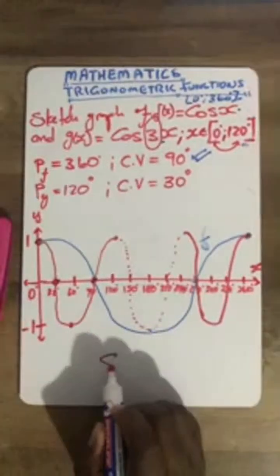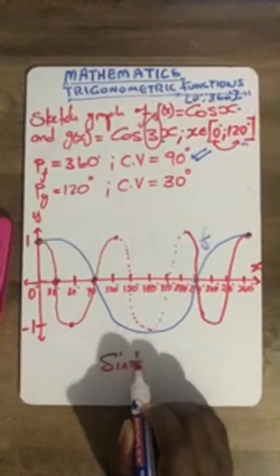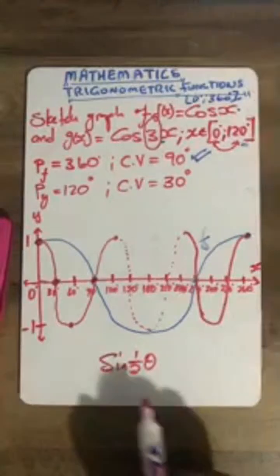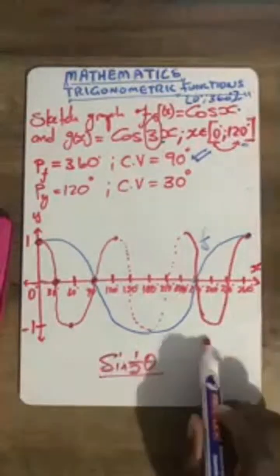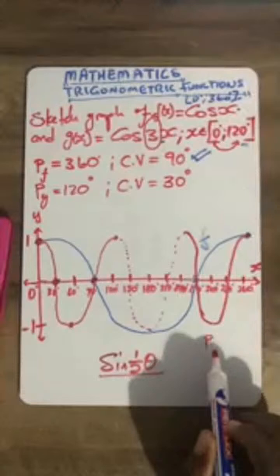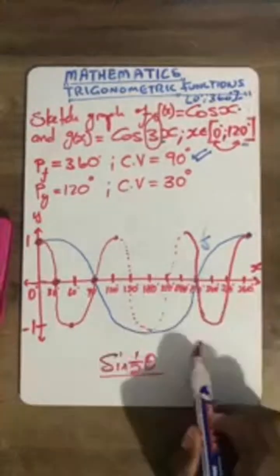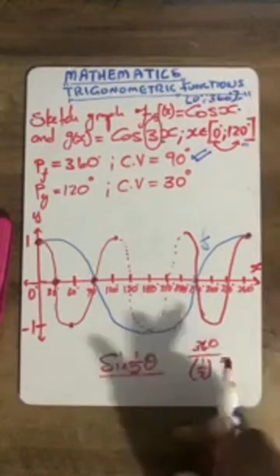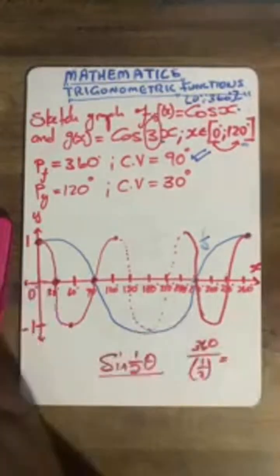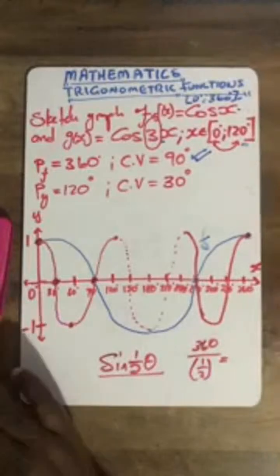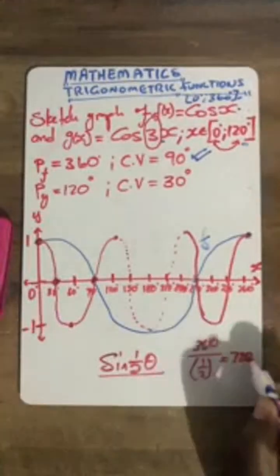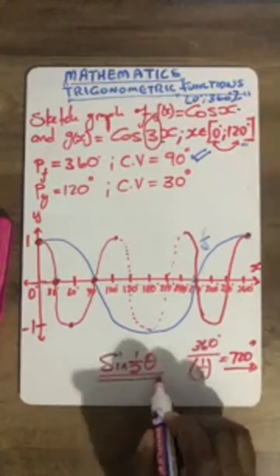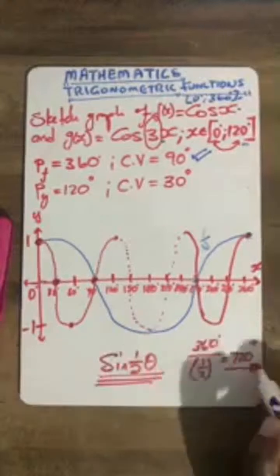If, for example, you have sine of 1 over 2 of the angle, be careful, honorable members. When it comes to this one, you calculate the period. Because it's sine, you will say 360 degrees divided by the whole of this. Trust me, if you punch that on a calculator, divided by half, it will give you 720 degrees. So the period for this function is 720.